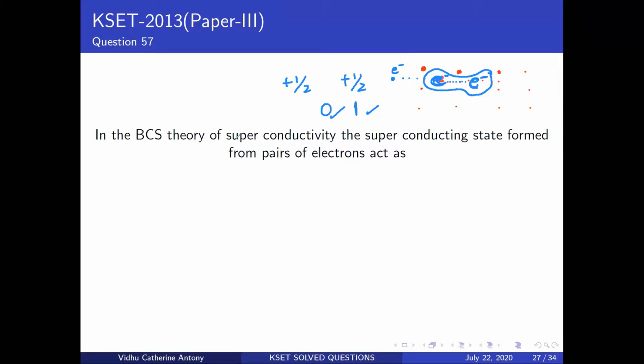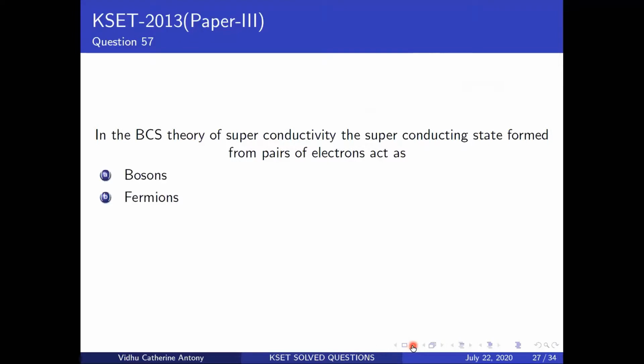In your BCS theory of superconductivity, the superconductor state formed from pairs of electrons is basically happening because of these Cooper pairs. Which is formed from pairs of electrons, act as how? Even though your electrons are fermions, you do not call them fermions when they are paired up together like that. When they're paired up together, the Cooper pairs are called bosons, not fermions. Even though their components are fermions, together they form a boson.